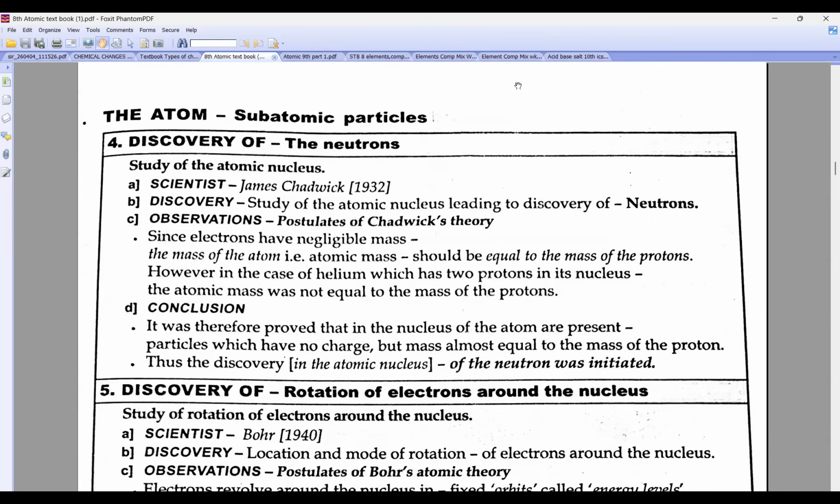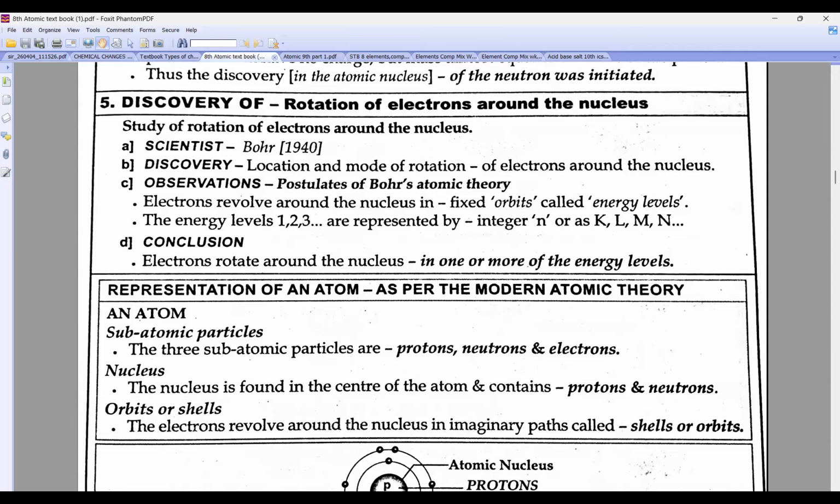Before that, who discovered the neutron? James Chadwick. Clear? Then who told us that electrons move in orbits? Neil Bohr, Bohr's theory. He said electrons move in fixed orbits called energy levels, K, L, M, N.